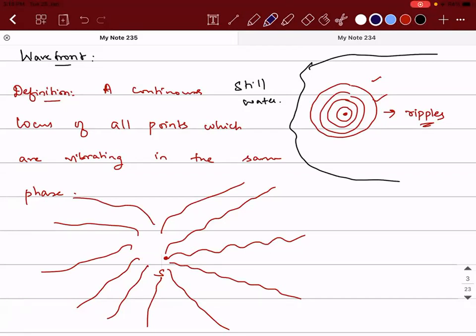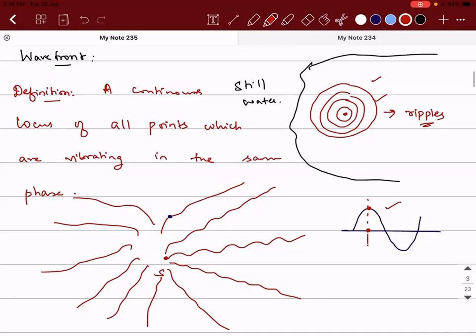Now let us look at what the definition has to tell us. It says it is a continuous locus of all points which are vibrating in the same phase. What is the meaning of it? Let me explain what this phase is. If I take a wave like this, phase is nothing but the angle. At this particular angle, it has a particular value associated, like how you saw in the electromagnetic wave and in the alternating currents chapter. Similarly, here also phase means angle. For that particular angle, we'll understand how much the particle's displacement is.